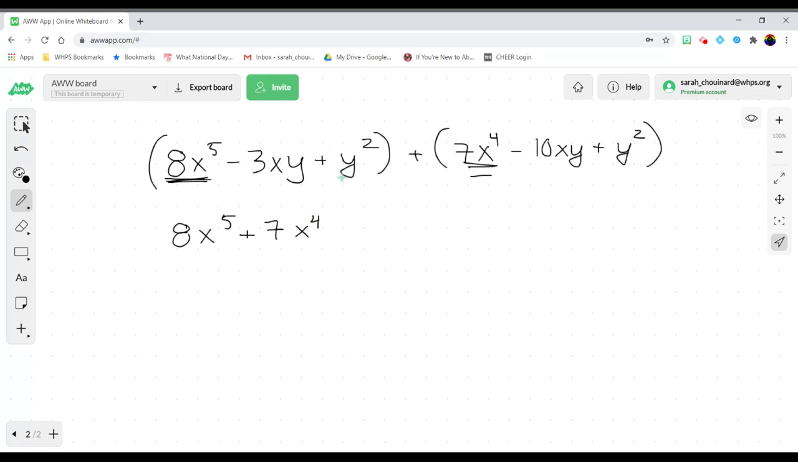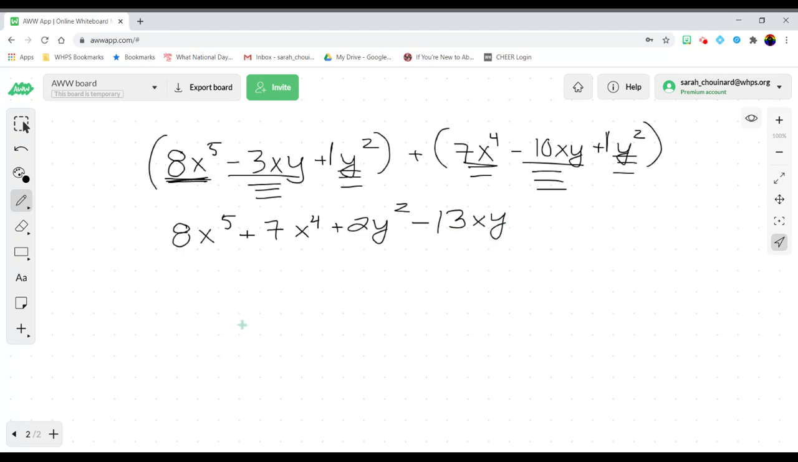And then I have y squared and y squared. Those are like terms because they're the same variable and exponent. And I really want to picture that they both have a coefficient of 1. So that's going to be 2y squared. And then lastly, I can combine negative 3xy and negative 10xy. They are like terms because they have the same variable combination. So that'll be negative 13xy.